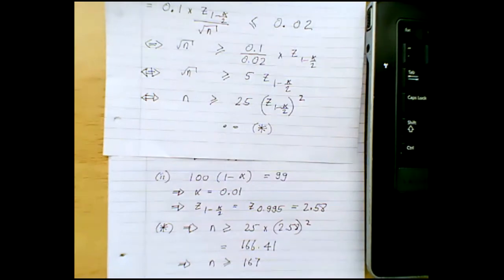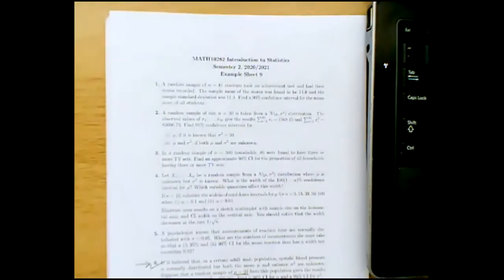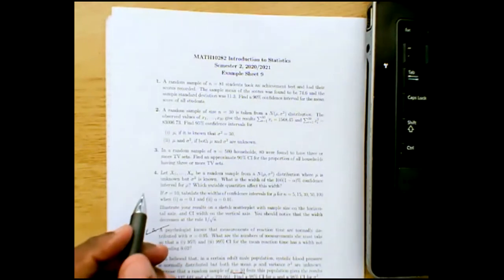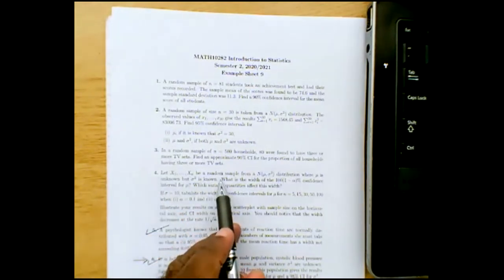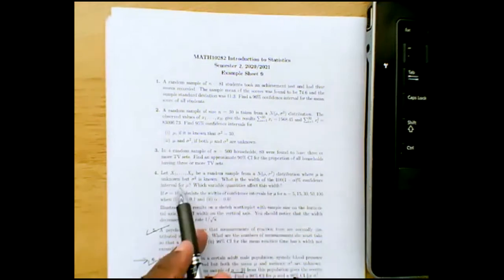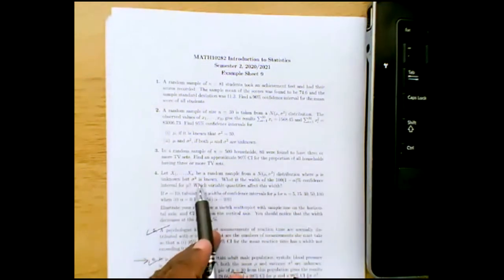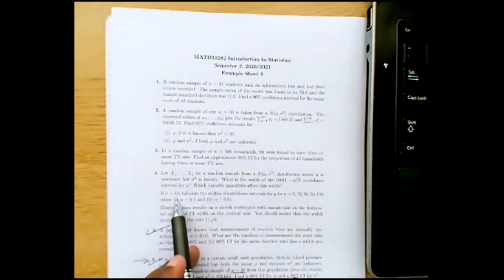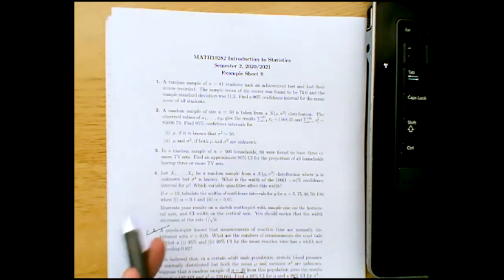So that completes question 5. Okay, let me move on to the next question, which is question 4. So we're done with question 5. Question 4 has several parts. Here you have a random sample from this. Mu is unknown, but sigma squared is known. What is the width? Which variables affect the width? Okay, and so on. Let's see how we can do this.